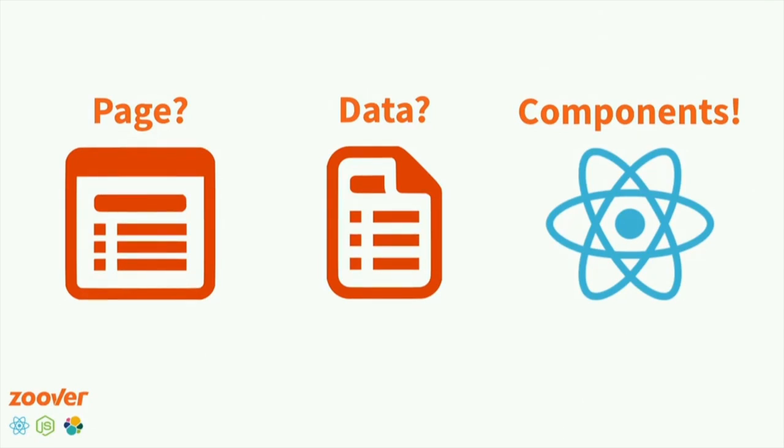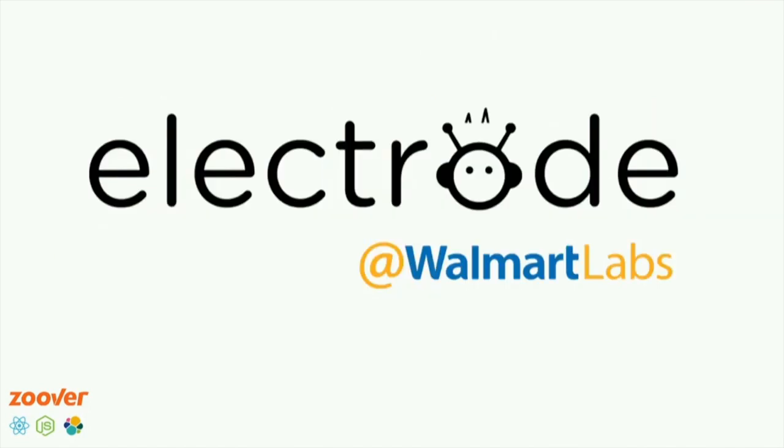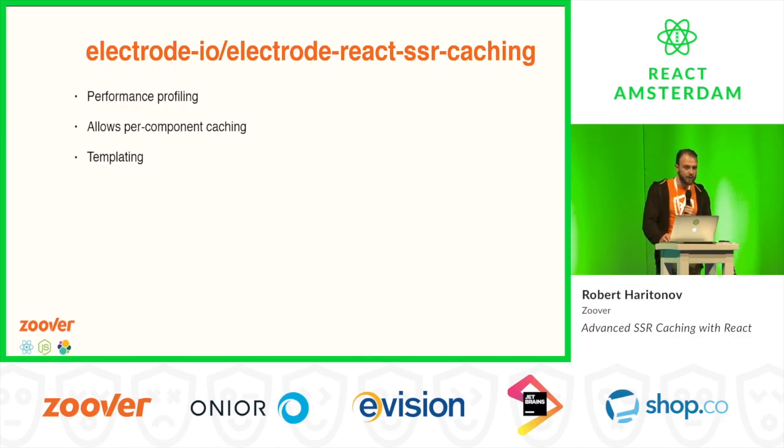And as I have just 2 minutes left, I will try to run a bit faster through the solutions. One of the biggest players with server-side rendering at scale is Walmart, a really popular project with a really big high load. And they have a really interesting open source project called Electrode, which is a common solution for developing React apps, but they also have smaller modules that do specific things, like Electrode React SSR Caching.